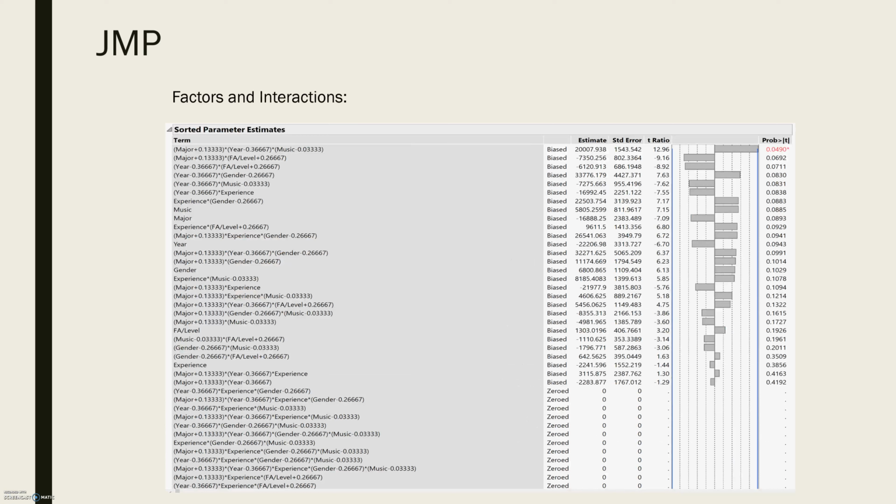This snippet shows the full factorial model's sorted parameter estimate results. And as you can see, the only interaction that was significant, or factor that was significant, is the interaction between the major, the year, and music, with a p-value of 0.0490. The major and first attempt level was almost significant with a 0.0692 p-value, but it did not cut it.